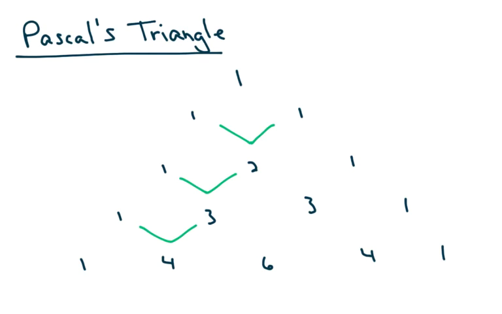If you add 1 and 3, you get 4. 3 and 3 is 6. 3 and 1 is 4. And then the outside numbers are 1s.